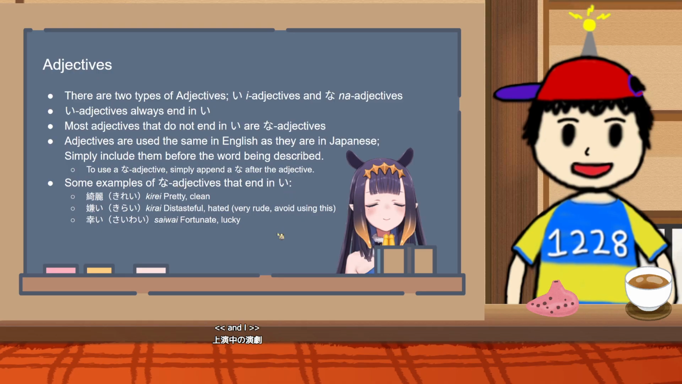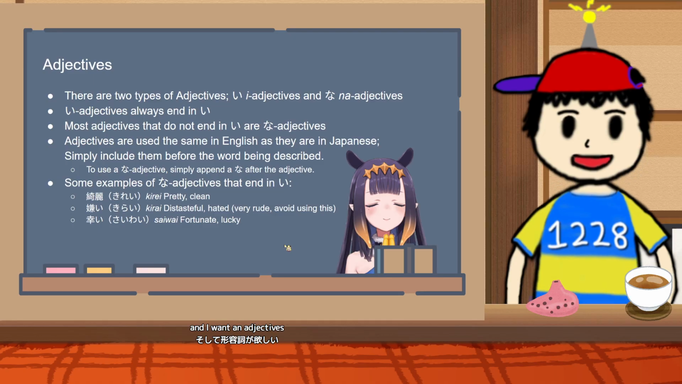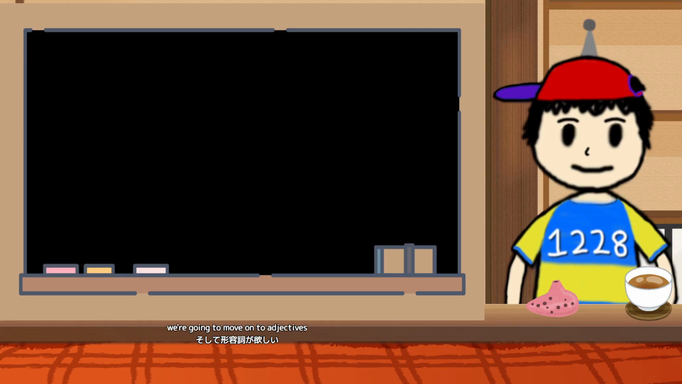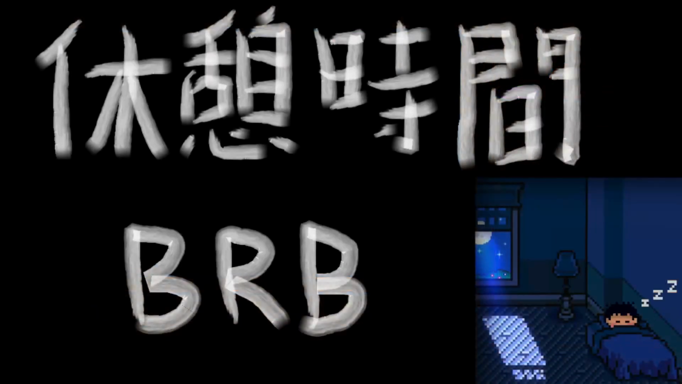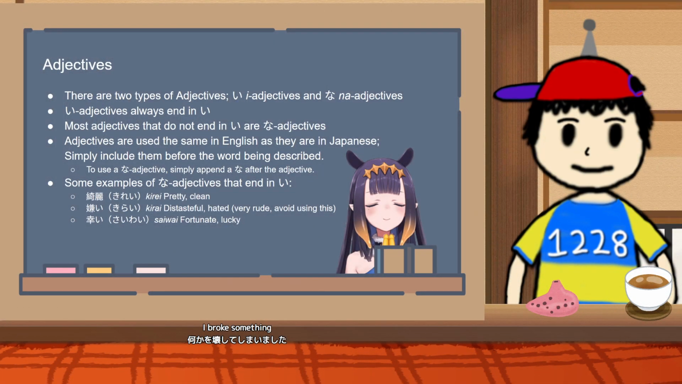And now we move on to adjectives. That's all the particles we're going to cover for now. We're going to move on to adjectives. Whoops. I pressed the wrong button. Give me a moment. I broke something. All right, we're back.